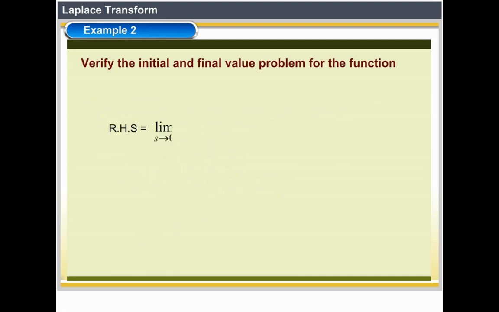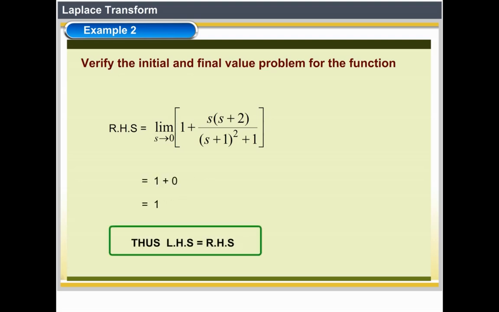RHS equals limit s tends to 0, (1 plus s) into ((s plus 2) divided by (s plus 1))² plus 1, equal to 1 plus 0, equal to 1. Thus LHS equals RHS.